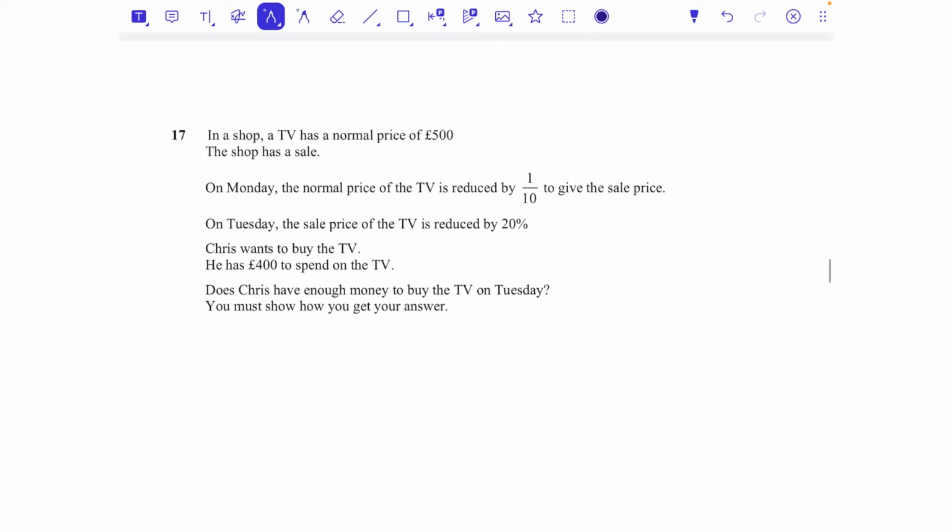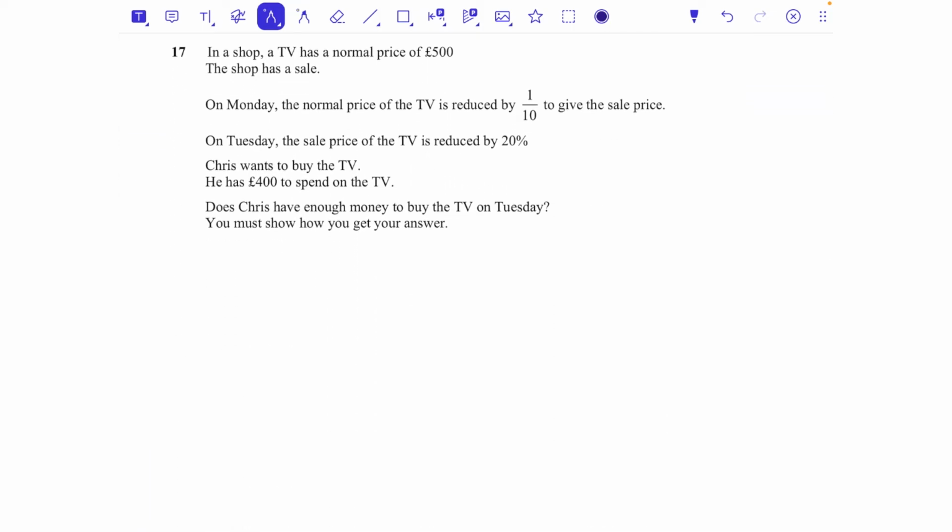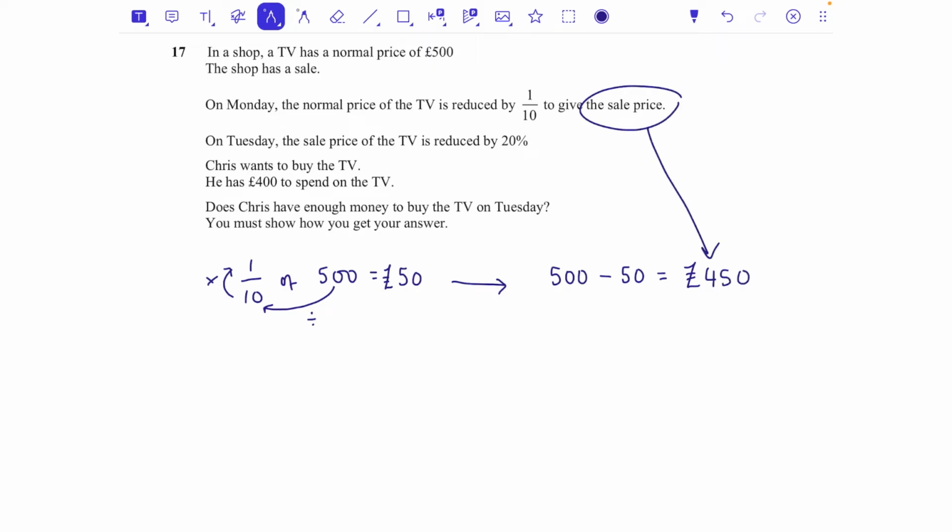Question number 17. In a shop, a TV has a normal price of £500. The shop has a sale. On Monday, the normal price of a TV is reduced by 1/10 to give the sale price. So let's work out 1/10 of 500. And when we do a fraction of an amount, we divide that number by the bottom and then times it by the top. So 500 divided by 10 is 50. 50 times 1 is still just 50. So we're going to get £50 off. So on Monday, 500, take off the £50 discount, it's now £450, and that's going to be the sale price after that reduction on Monday.